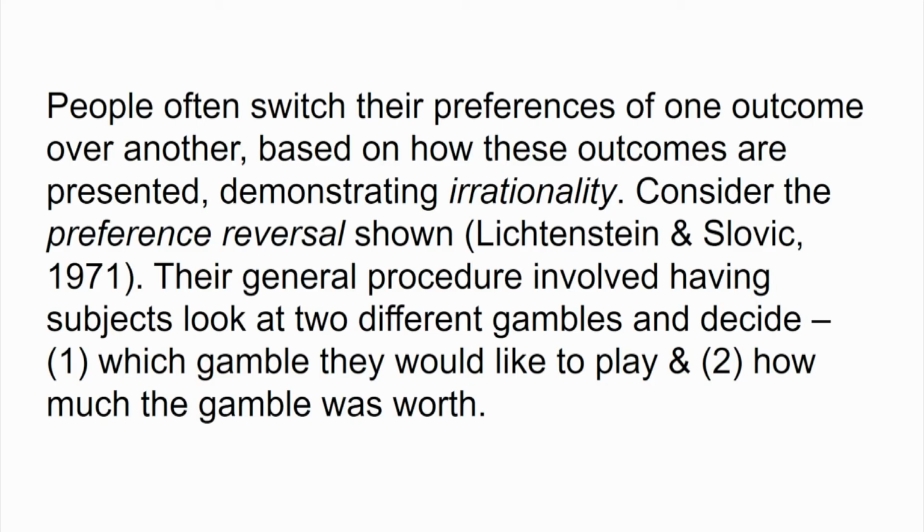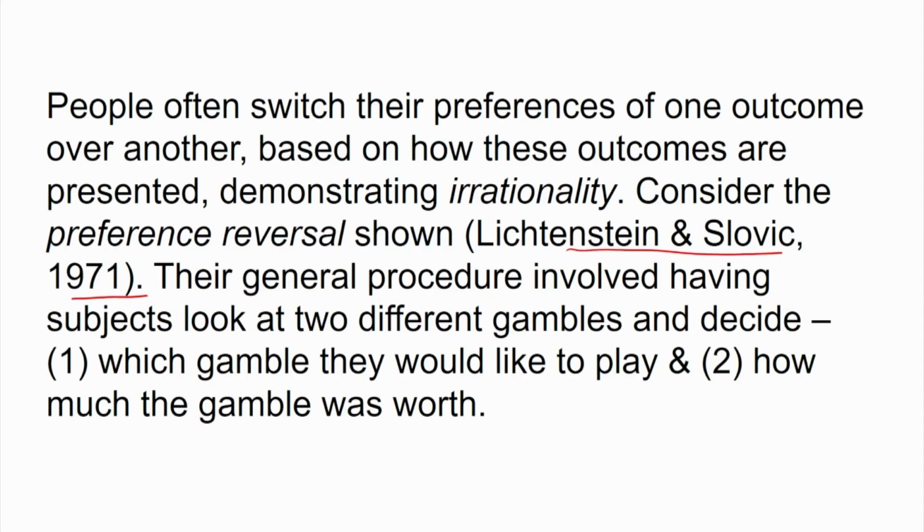Now, consider the preference reversal. Lichtenstein and Slovic in 1971 showed this violation of expected utility through a phenomenon called preference reversal. The general procedure involved having subjects look at two different gambles and decide, one, which gamble they would like to play, and two, how much the gamble was worth. People were given 6 different choices, and for each choice, I will show you the choice which has been given.